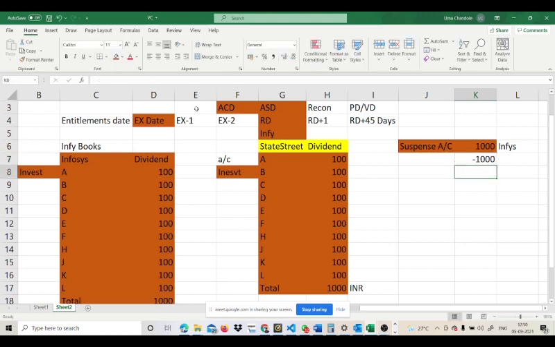You have two options. You can credit the funds to the Infosys account directly, or else you can process 100 rupees to each investor, so your total will match. You can do it in these two ways. So sometimes this is one scenario.